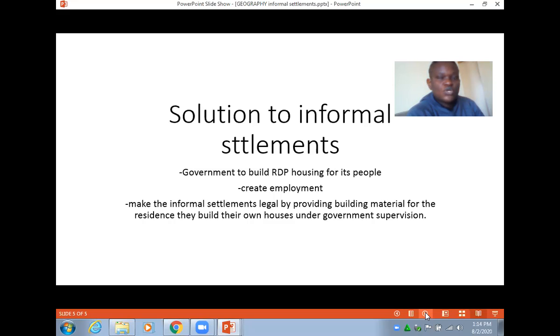They have also tried to create employment projects so that some of these people can be employed and they can also be equipped with certain skills so that they can also be employed and earn money. And with some governments, again, they have also made these informal settlements legal so that they can build. These people, they are provided with building material by the government, and then they can build their own houses under government supervision.